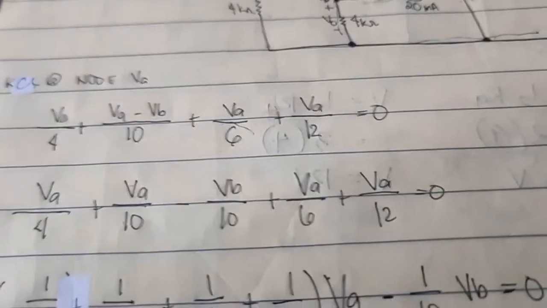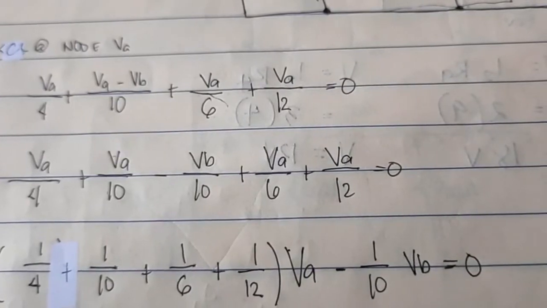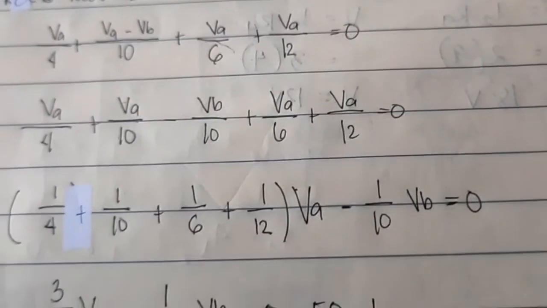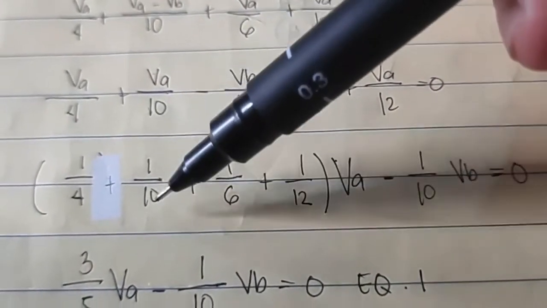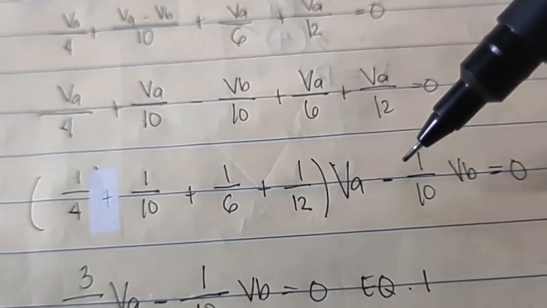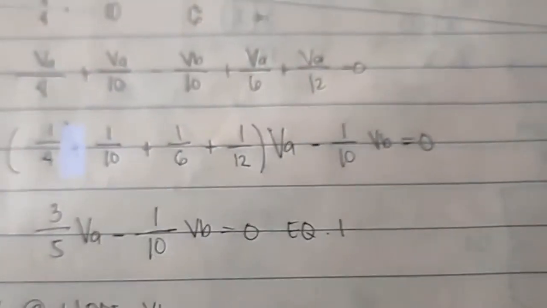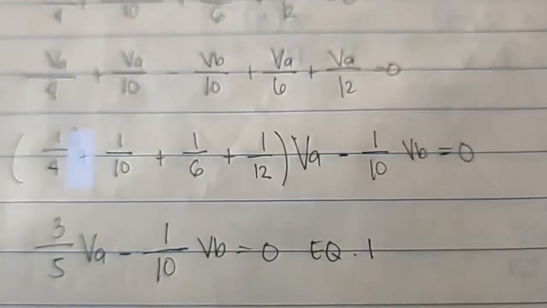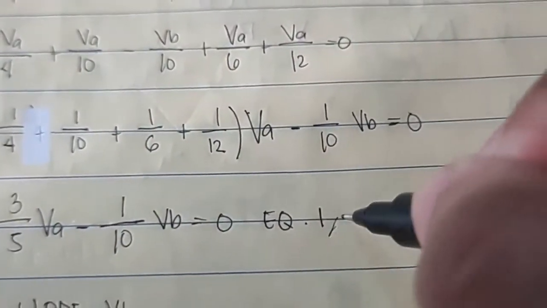Combining like terms, VA over 4 plus VA over 10 minus VB over 10 plus VA over 6 plus VA over 12 is equal to 0. So 1 over 4 plus 1 over 10 plus 1 over 6 plus 1 over 12, times VA, minus 1 over 10 VB equals 0. So 3 over 5 VA minus 1 over 10 VB equals 0. So this is our equation number 1.